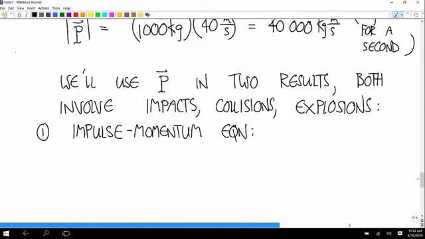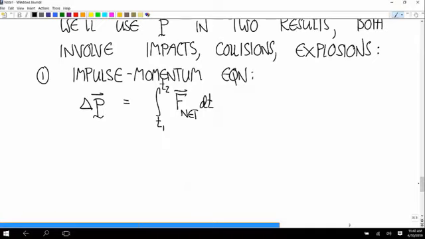And it says that the change in an object's momentum is equal to the integral from time 1 to time 2 of the net force with respect to time. And I'll derive that, show you where that comes from. But the first one is a relationship between the change in momentum and forces applied.